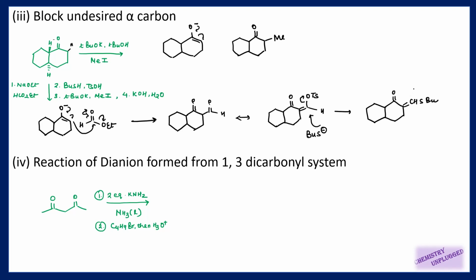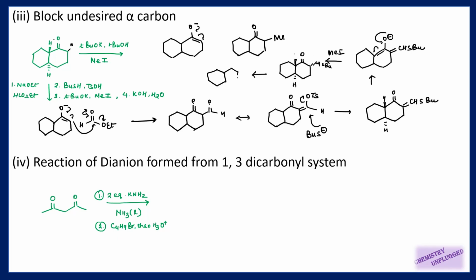So if I am using next time the same base, this tertiary butoxide, it has to remove this proton only, right? Because there is no proton available here, it has to remove this proton only. So it will form an enolate like this, and if I am using this methyl iodide, this methyl group will attach here, and this group can be removed using this KOH. So we will get this as the final compound, right? So in this way, if I am blocking a more active hydrogen, then I can do alkylation at a desired alpha carbon atom.